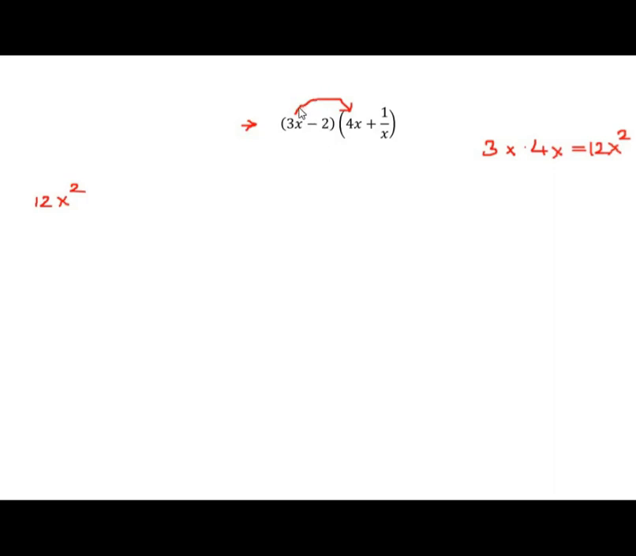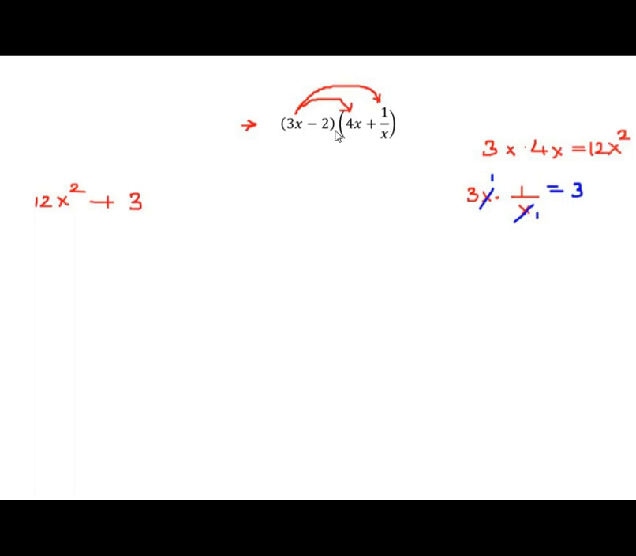Now let us multiply 3x with 1 over x. So we have 3x multiplied with 1 over x. We can clearly see that the x in the numerator and the x in the denominator get cancelled. So we are left with only 3. So we write the next term as plus 3.